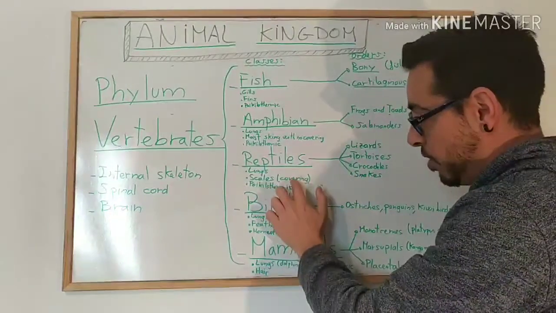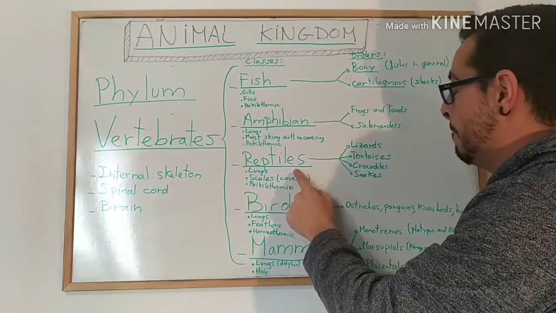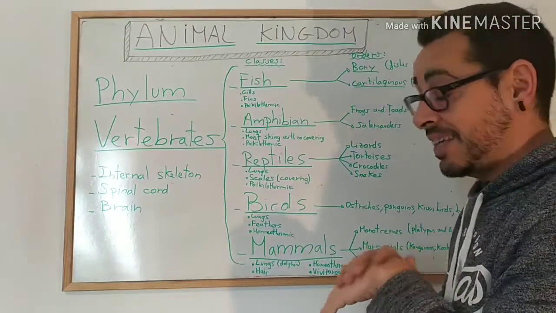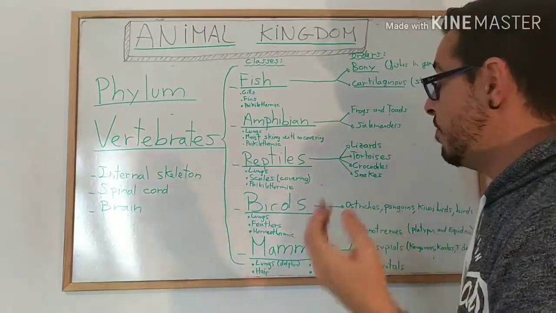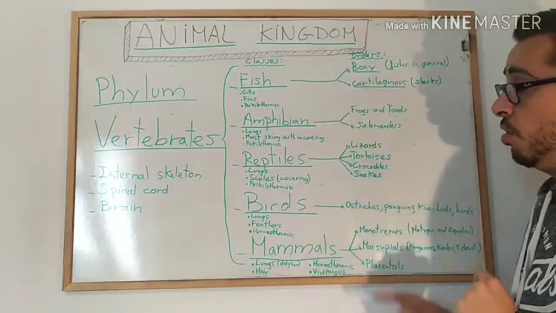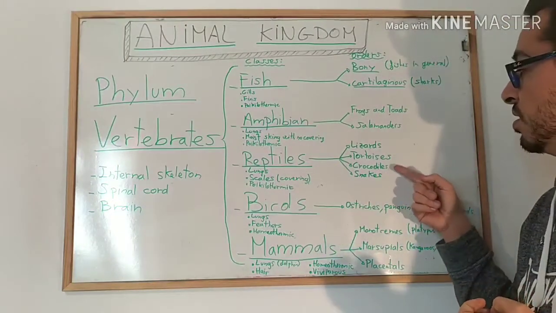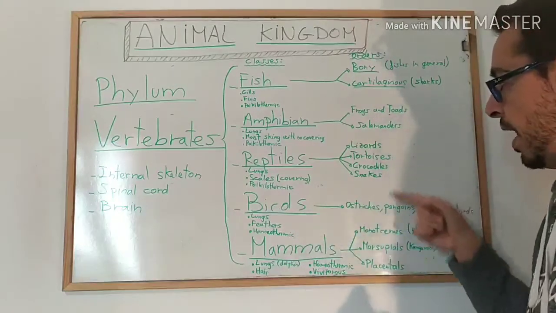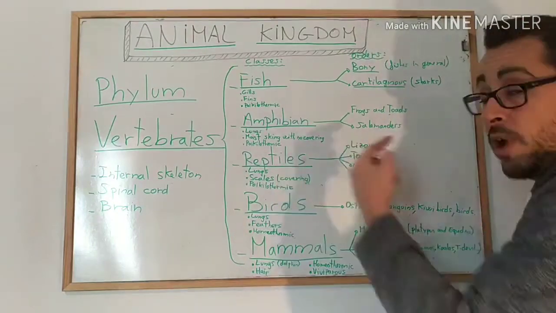This is one of the most important characteristics. They have scales covering the skin, so they don't get dry. We have 4 orders of reptiles: lizards, tortoises, crocodiles, and snakes. They all have scales.